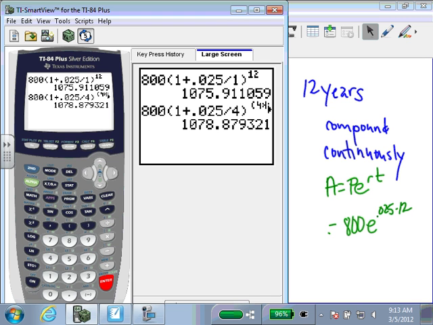And then continuously, which is our other formula, E to the, and I definitely need a parenthesis around this, 0.025 times 12.